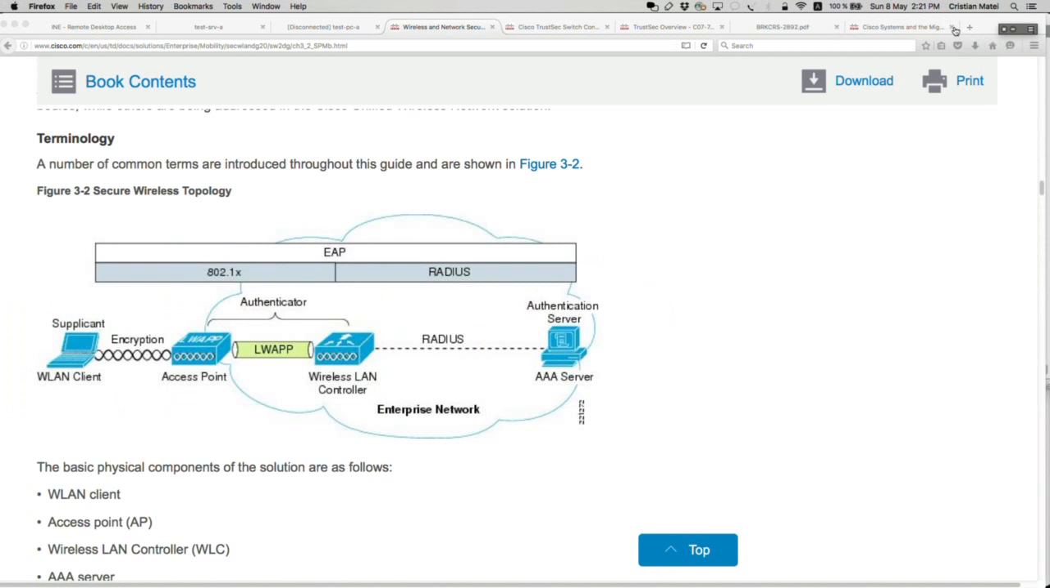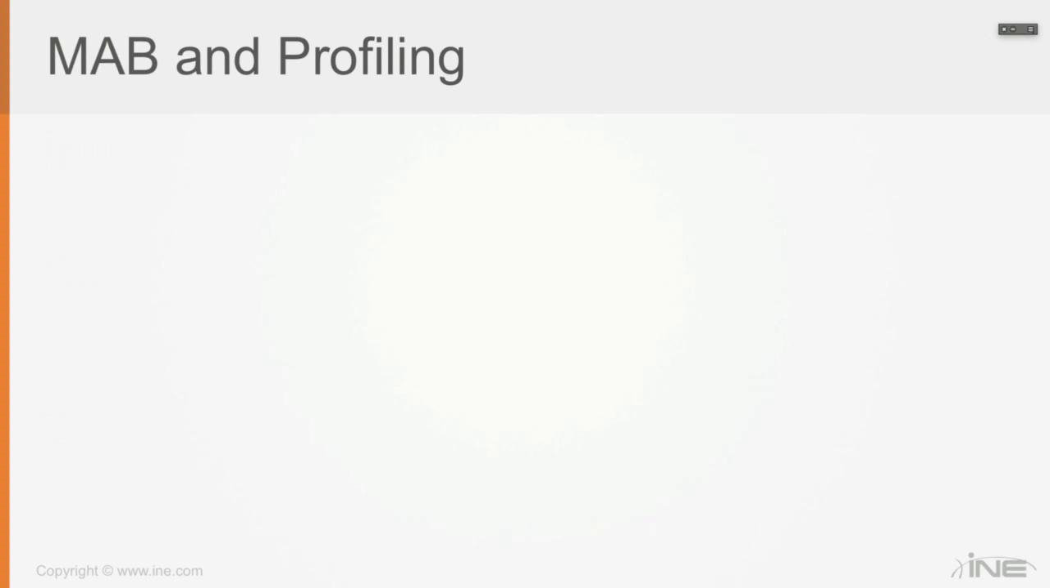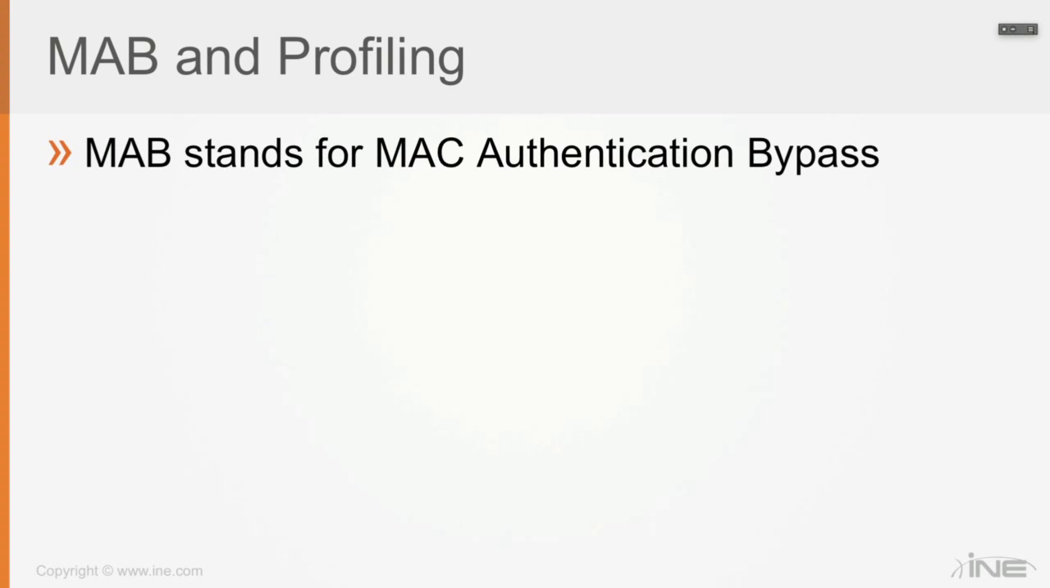So you're going to use 802.1X to authenticate all assets belonging to the company as long as they support 802.1X. For devices that don't support 802.1X, like all IP phones, all printers, any kind of old devices, we're going to do MAB and ideally also profiling to authenticate them, to grant them network access. Now MAB stands for MAC Authentication Bypass, so it's not really an authentication method.